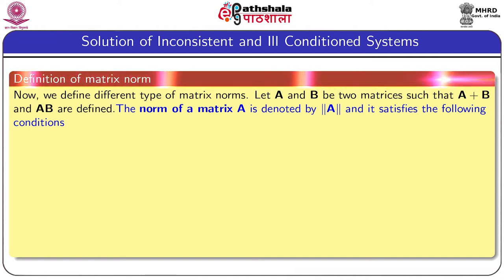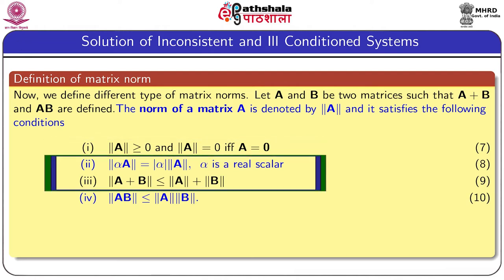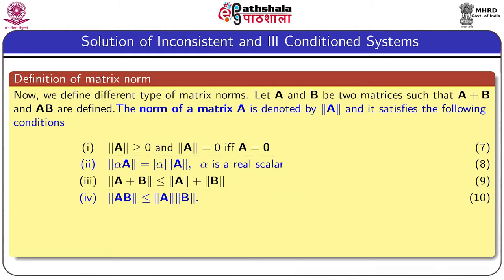Let A and B be two matrices such that A plus B and A times B are defined. The matrix norm is also denoted by double bar A, and it satisfies the following conditions. The first condition is the non-negativity condition, that means the norm of a matrix should be greater than or equal to 0, and if the matrix is the null matrix, then the norm is 0. The second one is the homogeneity condition, where alpha is a scalar number. The third condition is the triangle inequality, that means the norm of A plus B is less than or equal to the norm of A plus the norm of B. The fourth condition is that the norm of A times B is less than or equal to the norm of A times the norm of B.